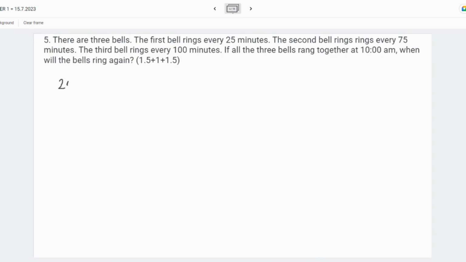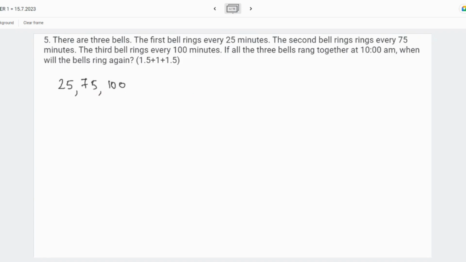There are 3 bells. The first bell rings every 25 minutes. Second bell rings every 75 minutes. The third bell rings every 100 minutes. So we have three numbers, okay? 25, 75 and 100. The bells are ringing at an interval. If all the three bells ring together at 10 a.m., when will the bells ring together again?